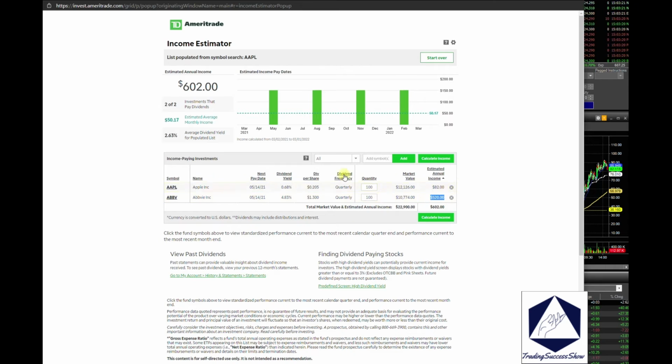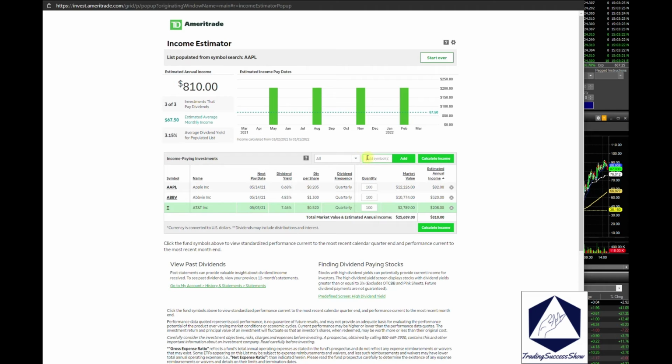Okay, so you can add more. Let's, for example, add AT&T. AT&T, they pay dividend 7.46, but the dividend per share is 52 cents. Okay, so in this case, your payout for the year is going to be what? 208. So with the more companies you have in your portfolio paying dividend, the better for you, because guess what?